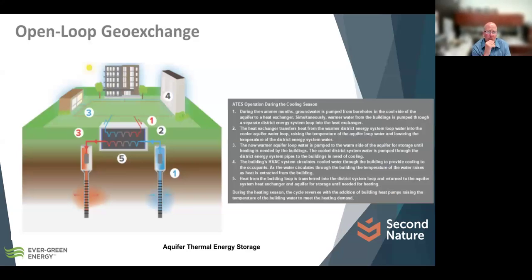An open loop geo-exchange is a little bit different, somewhat similar to what I just talked about with the ground loop heat exchange solution. And we have 6 of these types of projects that are in design, development, or construction, primarily in the upper Midwest right now.